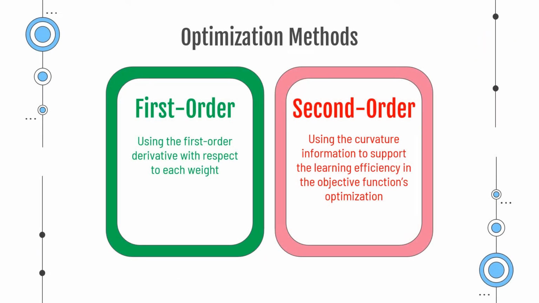This is where optimization methods come in. There are generally two types of optimization methods, first order and second order derivative. First order methods use the first order derivative with respect to each weight. However, these can pose various issues, which we will see later. Second order methods were introduced to improve the performance in a single optimization step by using the additional curvature information to support the learning efficiency in the object functions optimization.